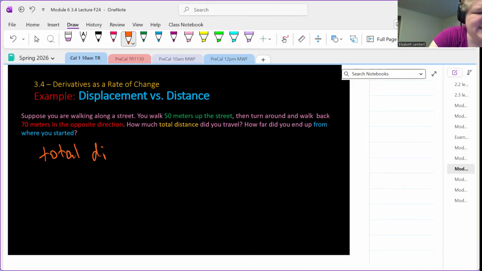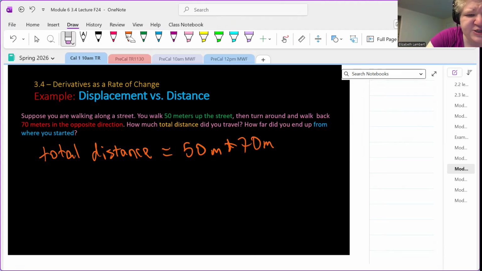So our total distance is 50 meters plus 70 meters. We don't care about the direction when we're talking about distance. So if I'm counting my steps, I walked 120 meters. I got good steps in. But the other question, displacement, is a question about where you ended up relative to where you started.